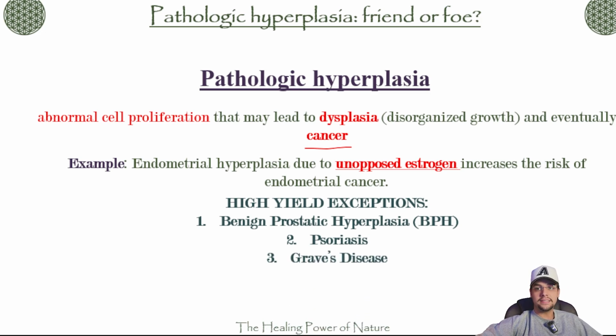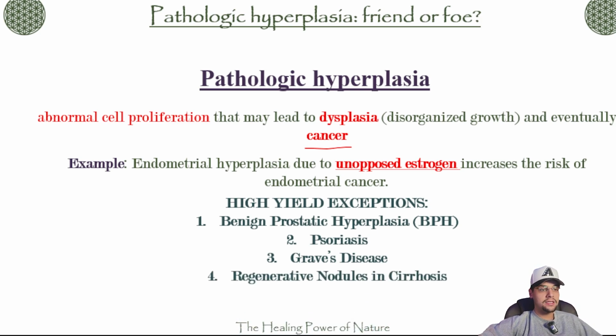Another commonly tested example is Graves' disease. Graves' disease is a hyperplasia of the thyroid gland. It occurs due to stimulation by thyroid-stimulating hormone receptor antibodies, leading to a thyroid enlargement known as goiter. This condition is not precancerous, as the hyperplasia is functional and not dysplastic.